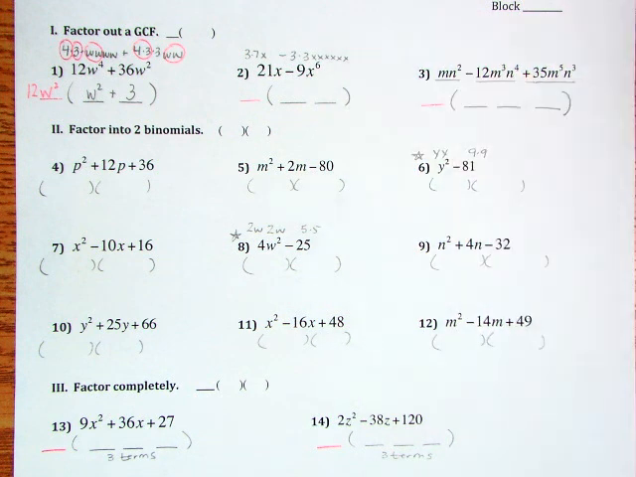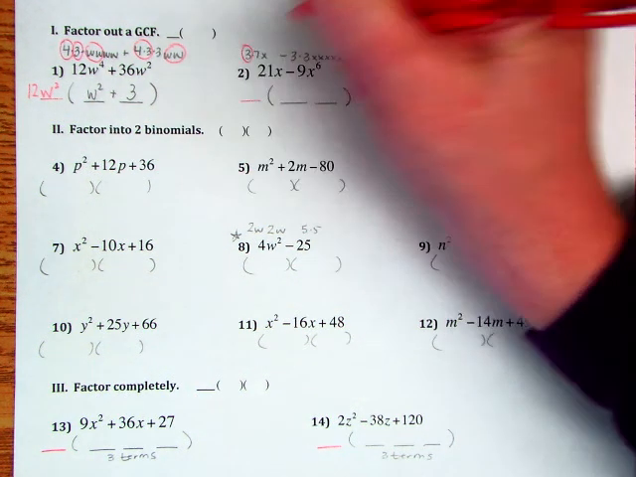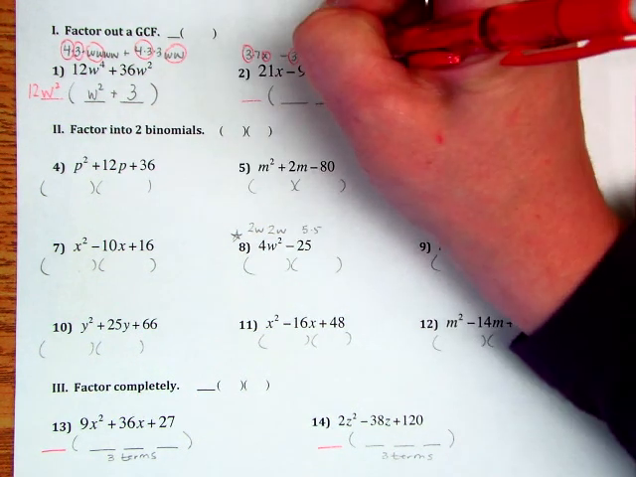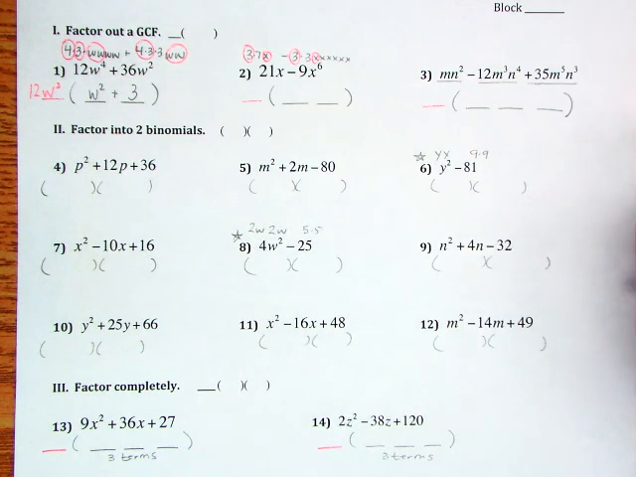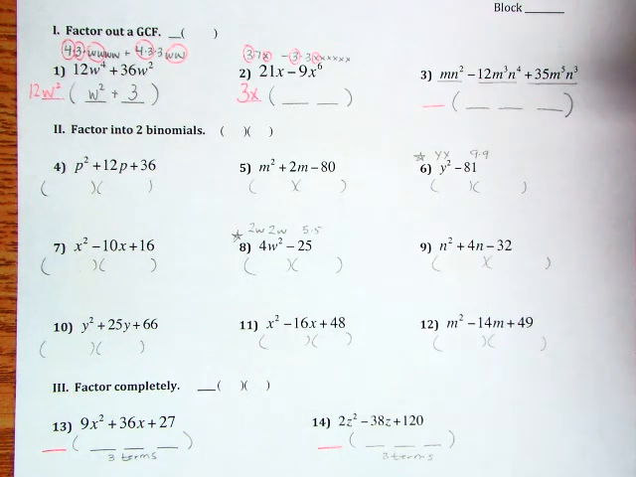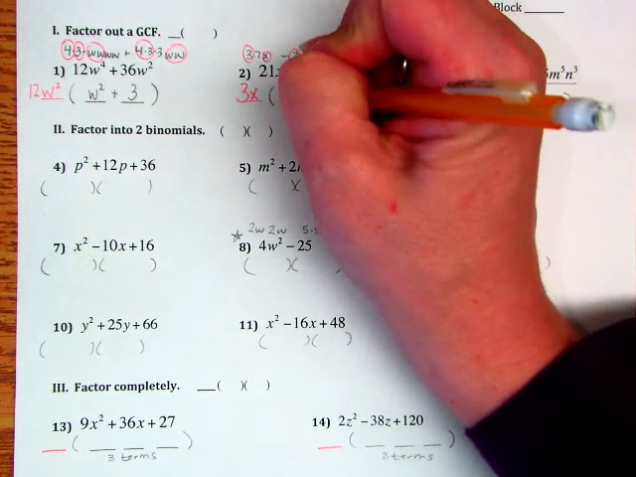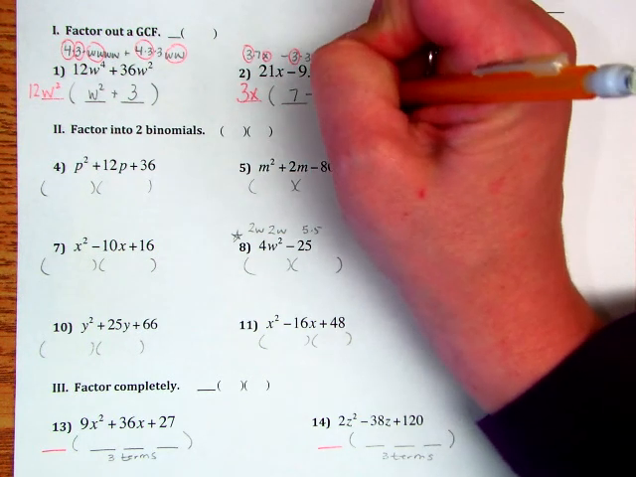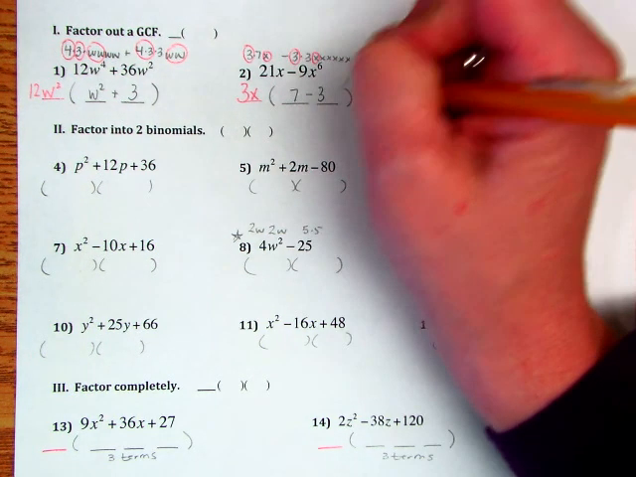Moving to the next example, what I have the same are 3's and an x. That gives me a GCF of 3x. What I'm left with in the front is a 7 minus 3, and then notice I have 5 x's.